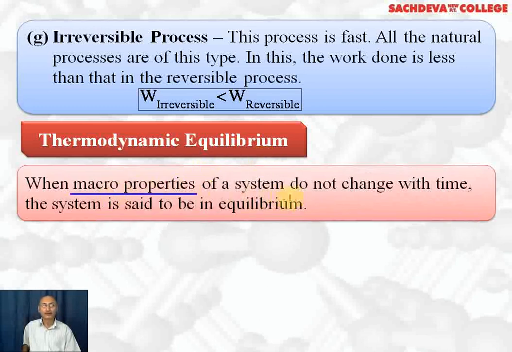When macro properties of the system do not change with time, the system is said to be in equilibrium. After the equilibrium is reached, the macro properties of the system become constant. And if we change the macro properties, then a new equilibrium will be reached. So when a particular equilibrium is reached, its macro properties do not change: pressure, temperature, concentration, color, everything becomes constant.